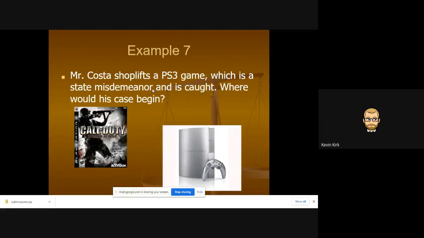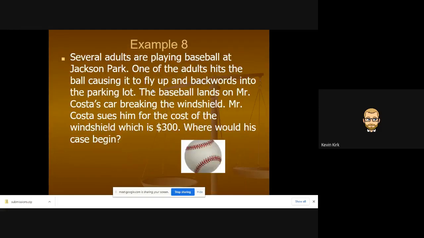Example number 7, Mr. Costa shoplifts a PS3 game. This, again, I said this is a long time ago. This is a state misdemeanor. He is caught. Where would his case begin? State misdemeanors? General District Court.